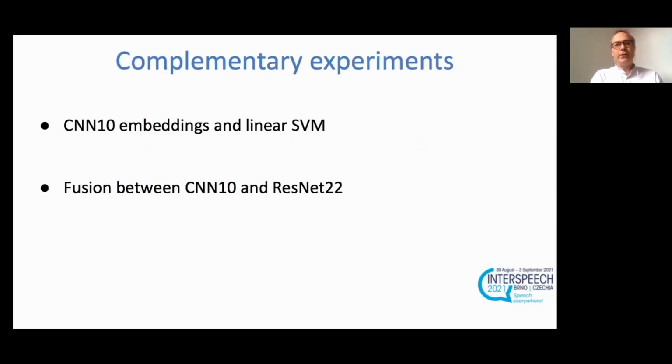We did complementary experiments, for instance, using the CNN embeddings as input to a linear SVM, as did the organizers in some way. But this was clearly not as good as using the whole CNN model. We tried a fusion between CNN and ResNet embeddings and adding a linear layer on top of those. And this improved a bit the average precision, but not the recall.